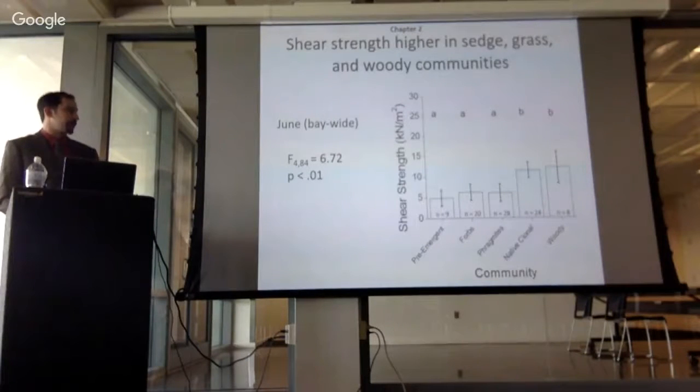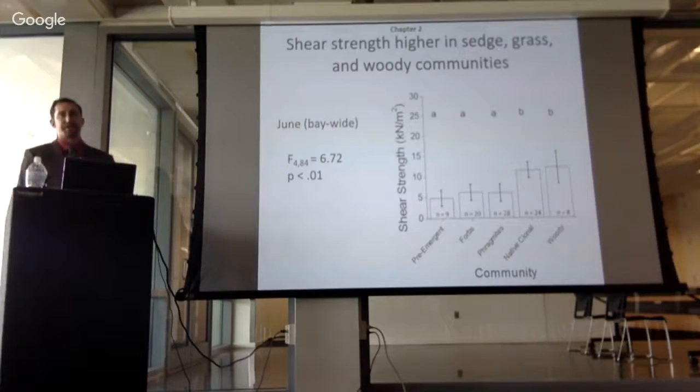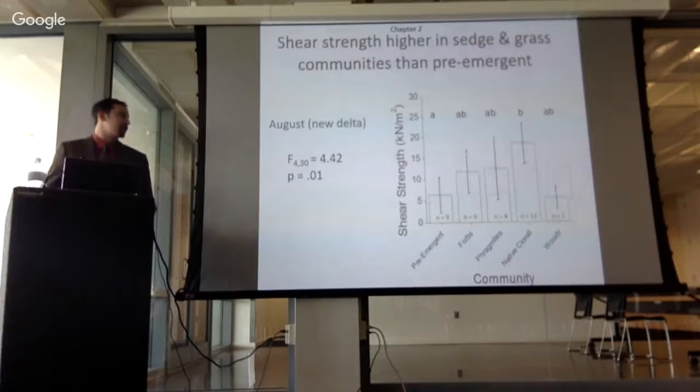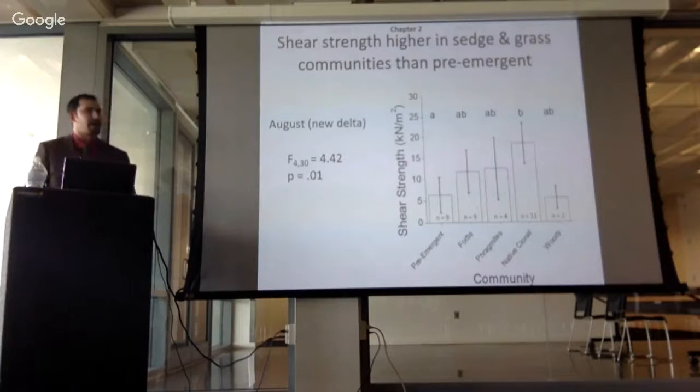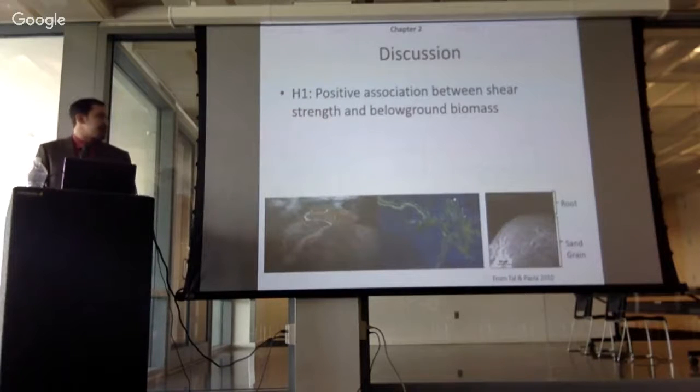I did find significant community effects on shear strength. In the bay-wide survey, I found that the native clonal sedges and grasses, along with the woody species, had higher shear strength in their sediment than any of the other three community types. In the smaller sample size August survey, I only found that those sedges and grasses were significantly higher in shear strength than the pre-emergent communities. However, my first hypothesis was definitely supported.